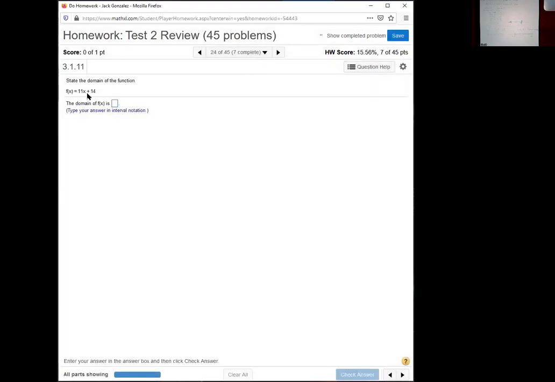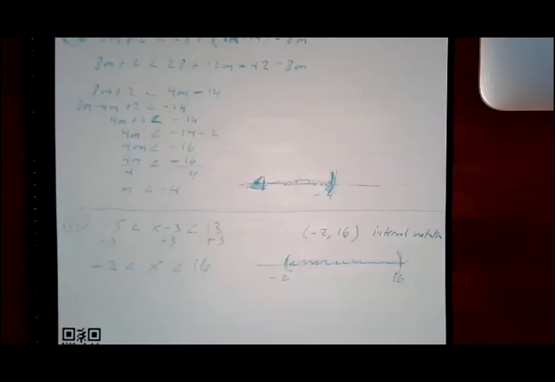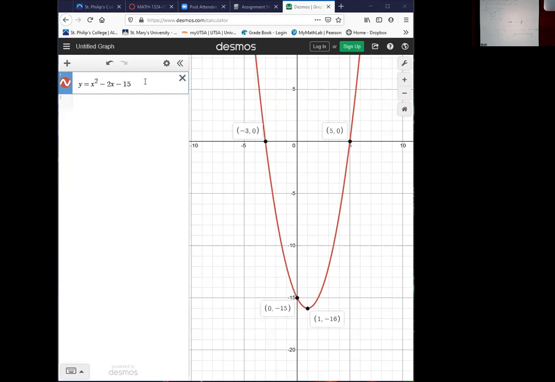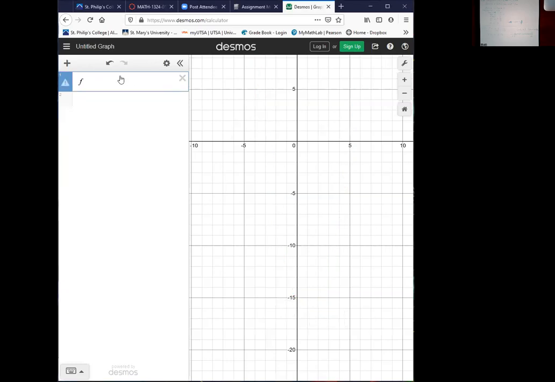Domain, these guys I recommend you graph, although any line function is going to be everything. It would be all real numbers. So if we were to graph 11x, let's see here, f of x is equal to 11x plus 14.